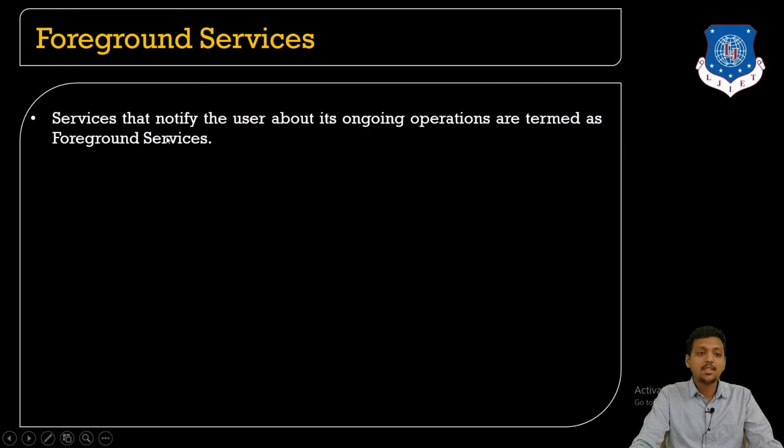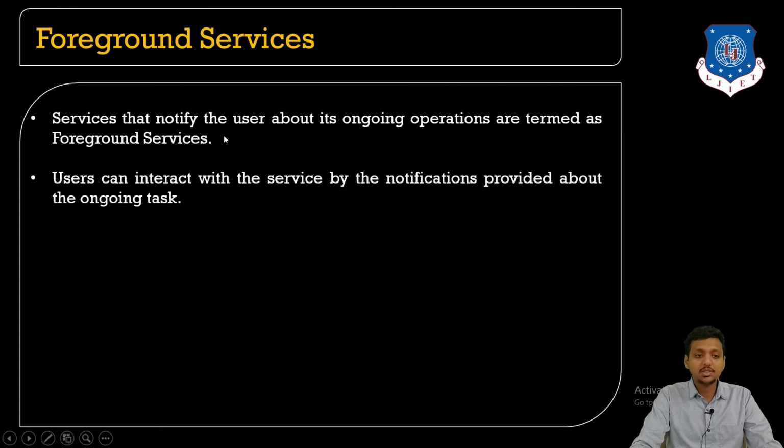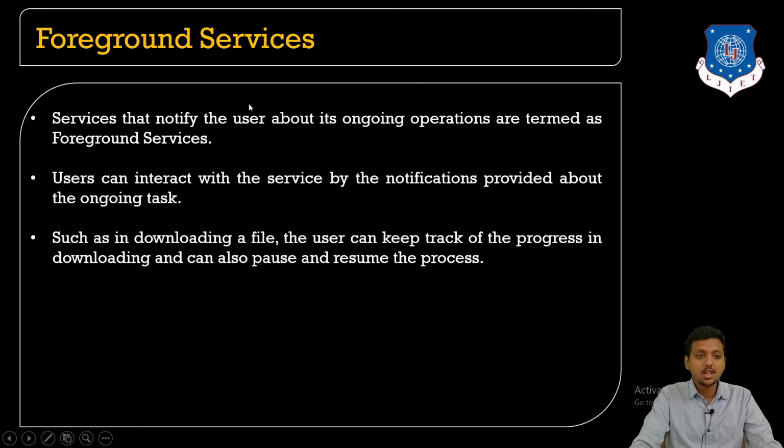See students, the foreground services. The very first type of service is the foreground service. Services that notify the user about their ongoing operations are termed foreground services. That means the user can interact with the service through the notification provided about the ongoing task. Suppose you get a message in WhatsApp and you get a notification for that. You can easily interact with that service, right? So that is known as a foreground service.